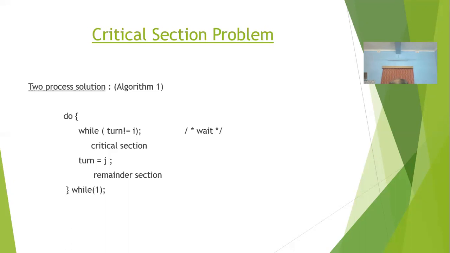So this solution ensures that only one process at a time can be in its critical section, but it does not satisfy the progress requirement. Say process 1 breaks down in the remainder section after making turn equal to 0. Then process 0 will enter its critical section, exit, and make turn equal to 1, and then wait, being unable to enter its critical section again, because process 1 has already broken down. That means the progress requirement is hampered here.